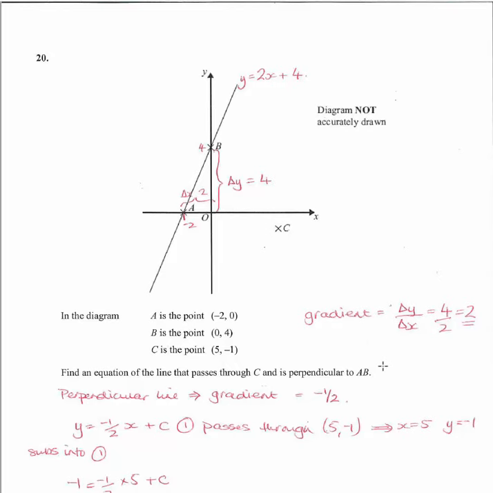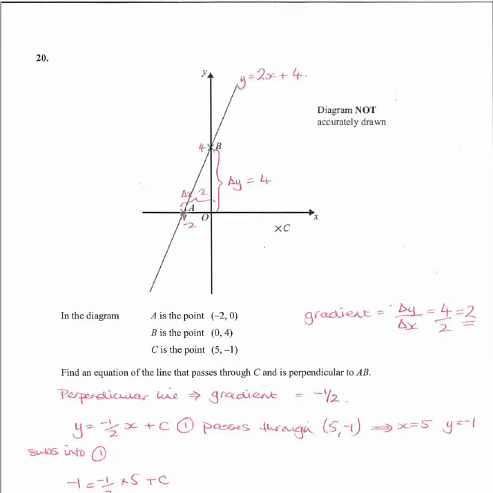So when one is positive, the other one is negative, and it's upside down underneath one. Basically another way of saying it is when you multiply the 2 gradients together, it makes -1. Now first of all we need to find out what the gradient of this line is.